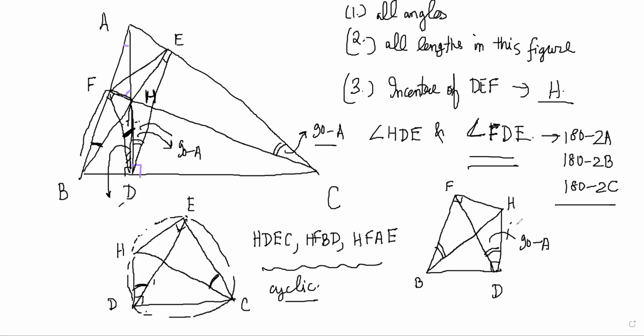Yes, the angle opposite to A in the pedal triangle is 180 minus 2A, right? So yes. And opposite B is 180 minus 2B. Now find the side of this pedal triangle. So basically I'm asking you for DE, EF or DF. Yes.